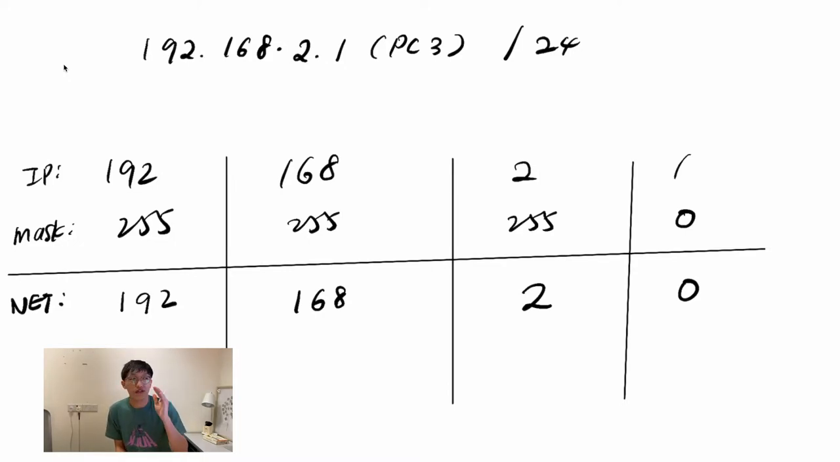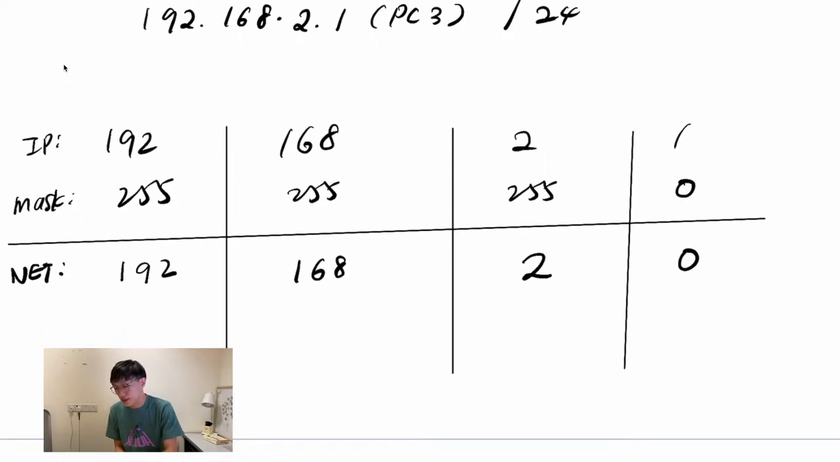Okay. Now, if you think you don't understand this, you can follow the example I showed you earlier where you convert decimal to binary and do the AND operation bit by bit. If you think this is too easy for you, just do this because this will save you a lot of time.